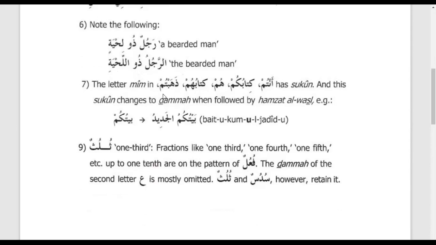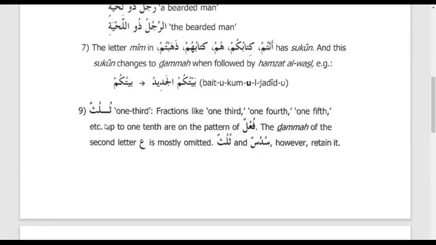And we have discussed this many times: if a verb or a noun ends with meem and the meem is sakin, then we connect it with dhamma. As we can see here, baytukum. If you want to say your new house, we will say baytukum, and when we connect it with al, it will be baytukumul jadidu, with dhamma. So dhahabtum, kitabuhum, kitabukum, antum, all of them have meem sakin, and whenever we connect meem sakin with al or hamzatul wasl, it will be connected with dhamma.